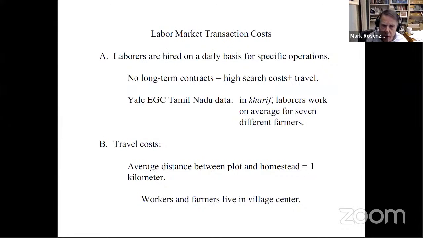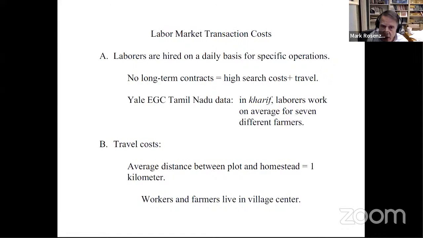The first characteristic of the labor market in agriculture in most low-income countries is that laborers, if they're hired at all, are hired on a daily basis for a specific operation. There are no long-term contracts. This means that if a farmer wants to initiate a particular operation, and family labor is insufficient to do it, then he needs to go into the labor market and find, for that day, a laborer who is willing to work on the land. And so there are search costs, but there are also travel costs, because the laborers don't live right next to the farmer.